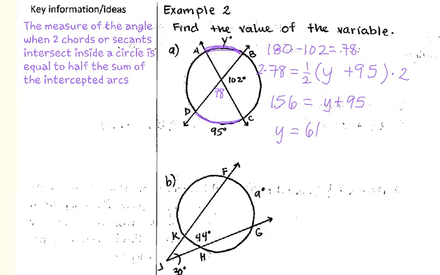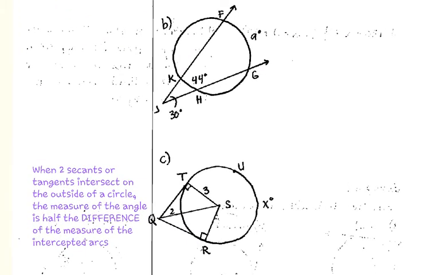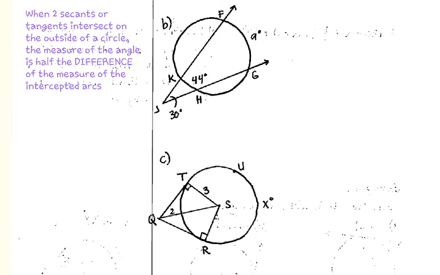Now, we will go on to example 2, part B. Example 2, part B uses a new fact. This new fact is right here. You read along. When two secants or tangents intersect on the outside of a circle, the measure of the angle is half the difference of the measure of the intercepted arcs.